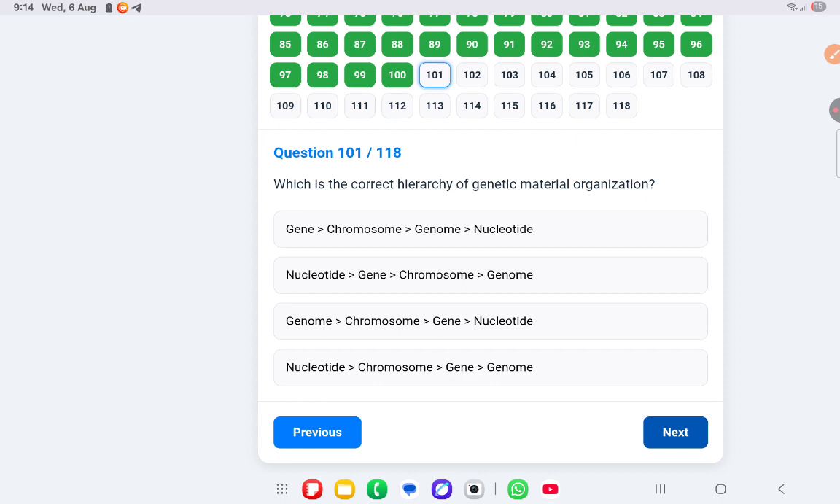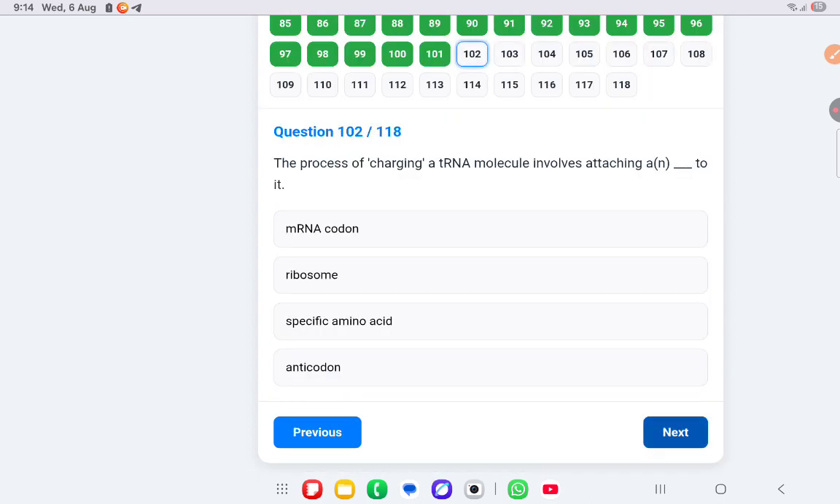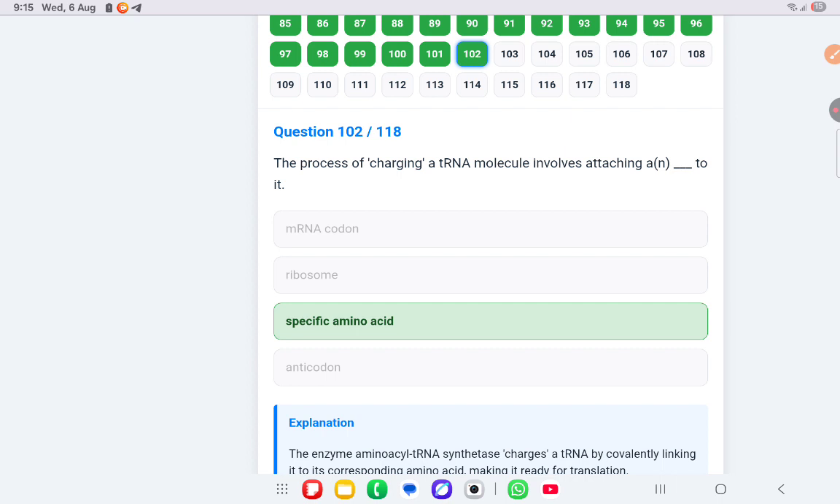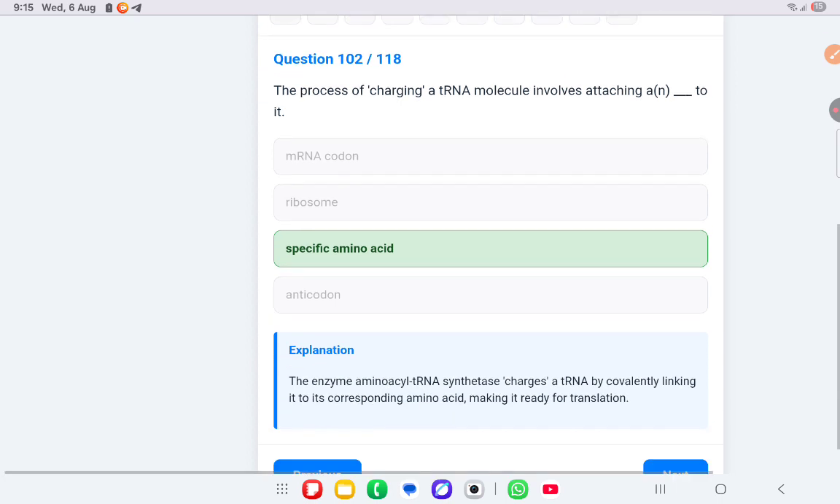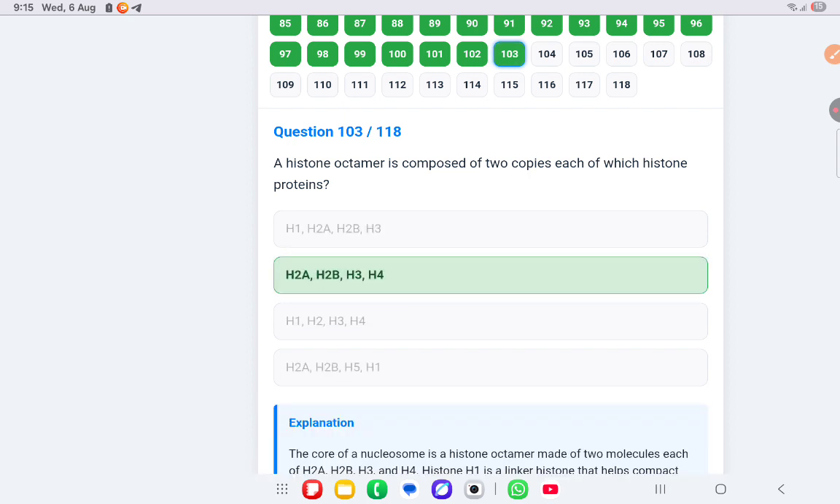Next, which is the correct hierarchy of genetic material organization? That's nucleotide, gene, chromosome, and genome. Next, the process of charging a tRNA molecule involves attaching it to the specific amino acid. The histone octamer is composed of two copies each of which histone proteins? H2A, H2B, H3, H4.